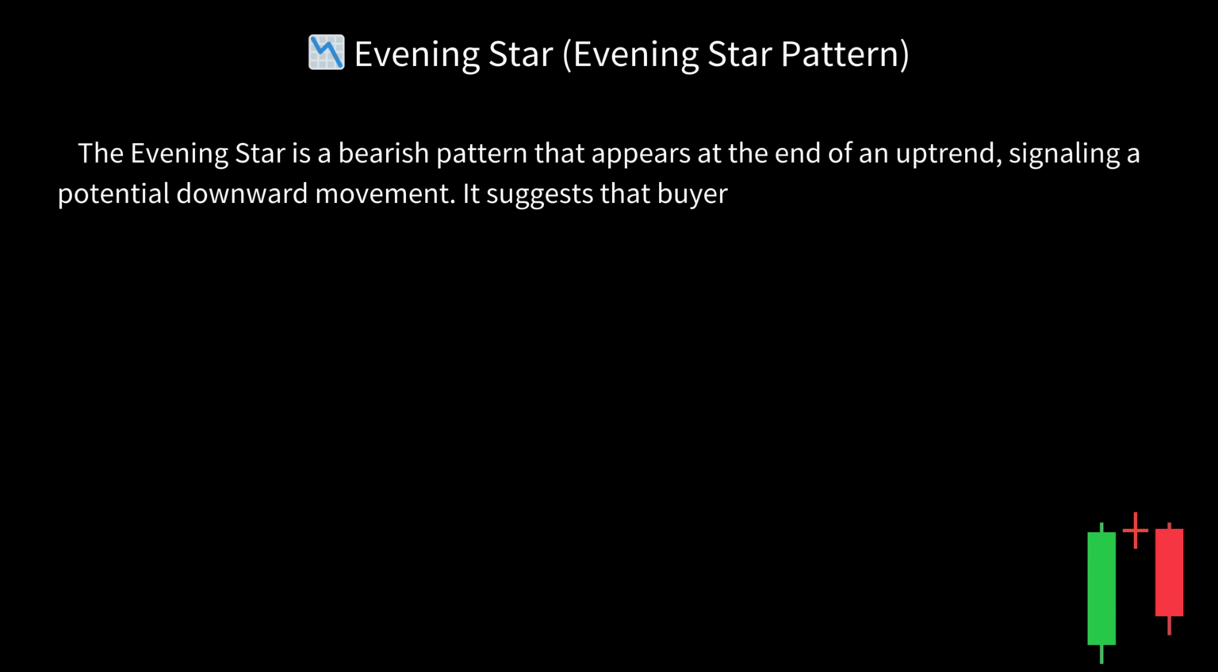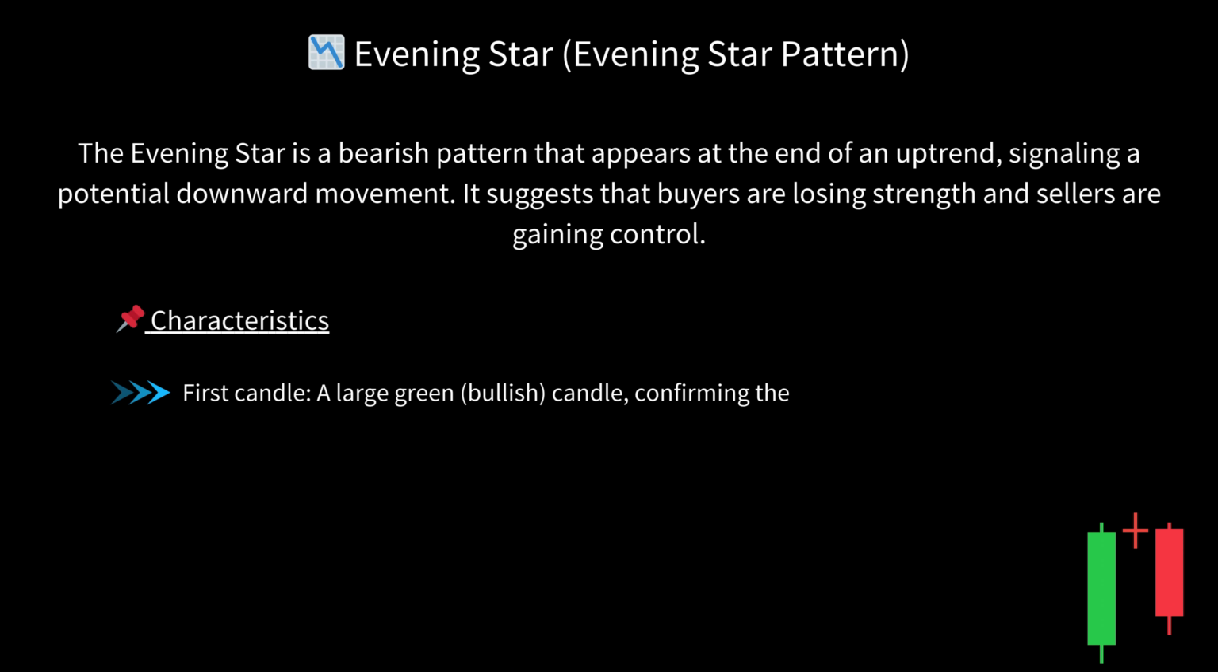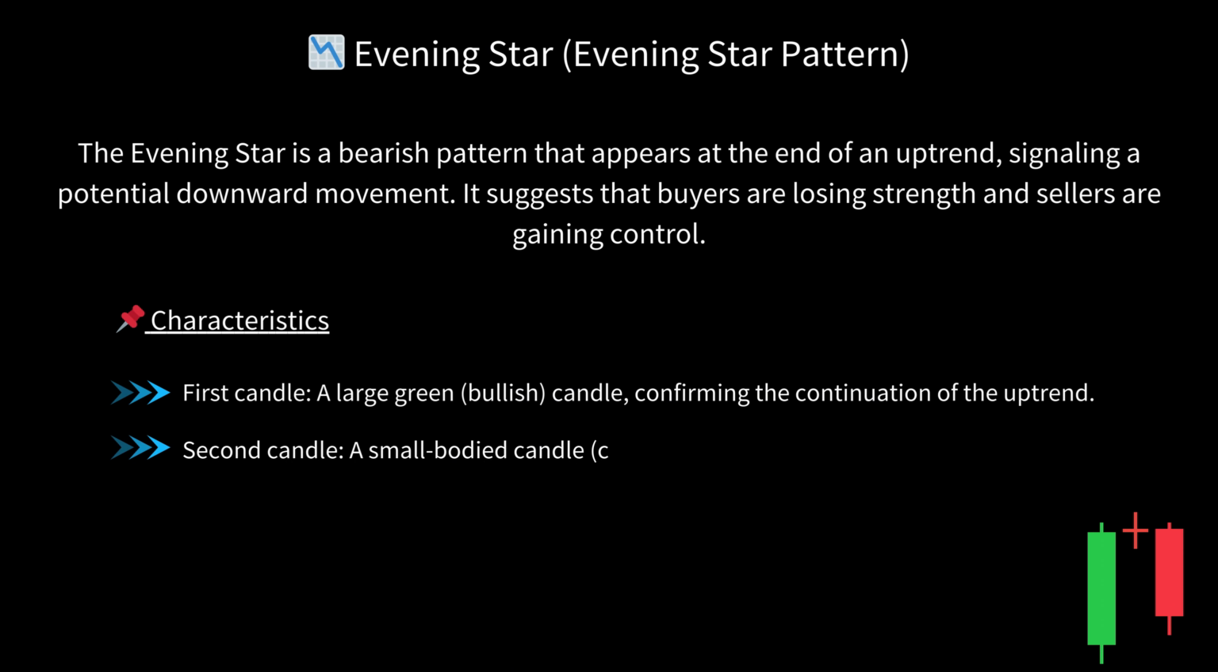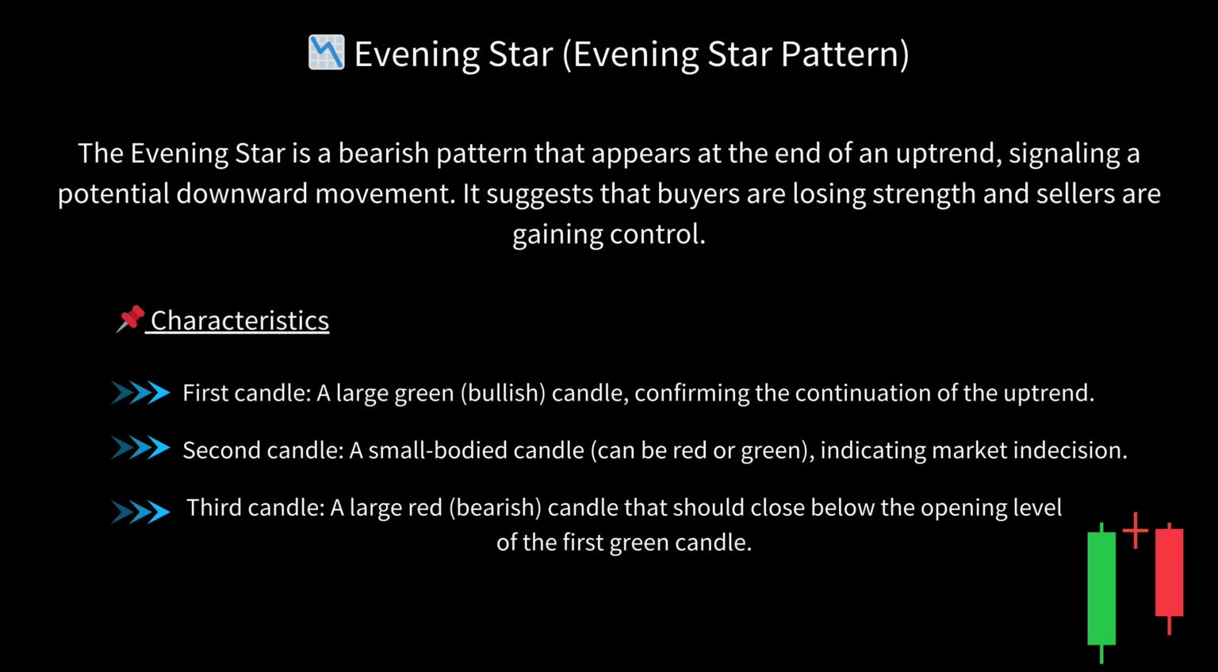Evening star pattern. The evening star is a bearish pattern that appears at the end of an uptrend, signaling a potential downward movement. It suggests that buyers are losing strength and sellers are gaining control. Characteristics. First candle, a large green, bullish candle, confirming the continuation of the uptrend. Second candle, a small-bodied candle, can be red or green, indicating market indecision. Third candle, a large red, bearish candle that should close below the opening level of the first green candle.